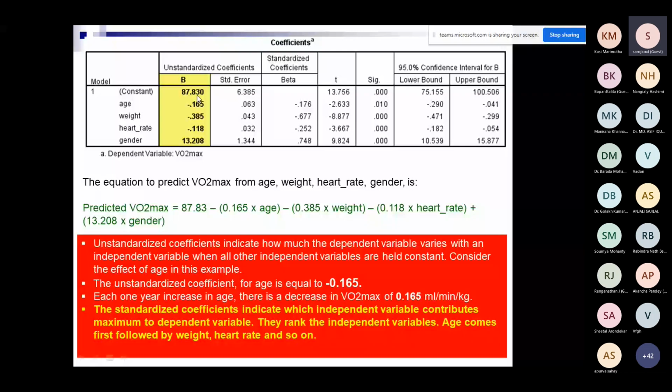The standardized coefficient, this column, indicates which independent variable contributes the most. Please tell me, looking at the beta coefficient, which variable contributes most? Gender. We can rank: gender, then age followed by weight, heart rate, and so on.